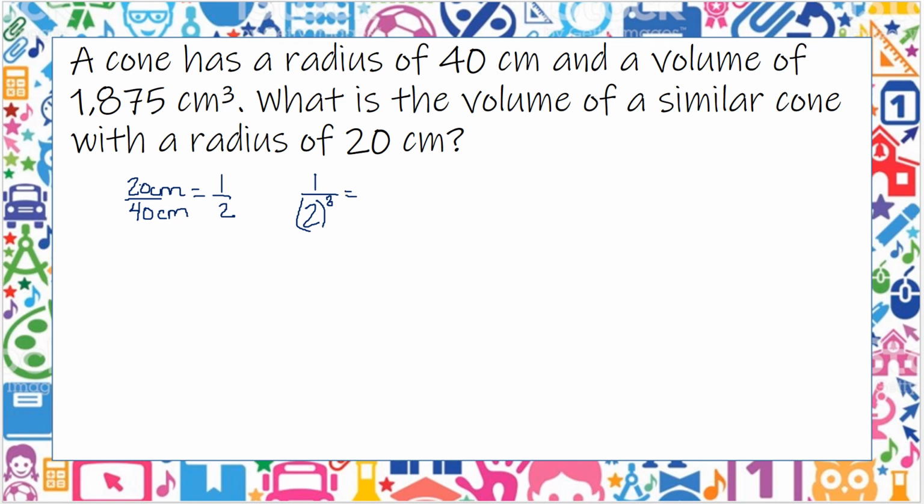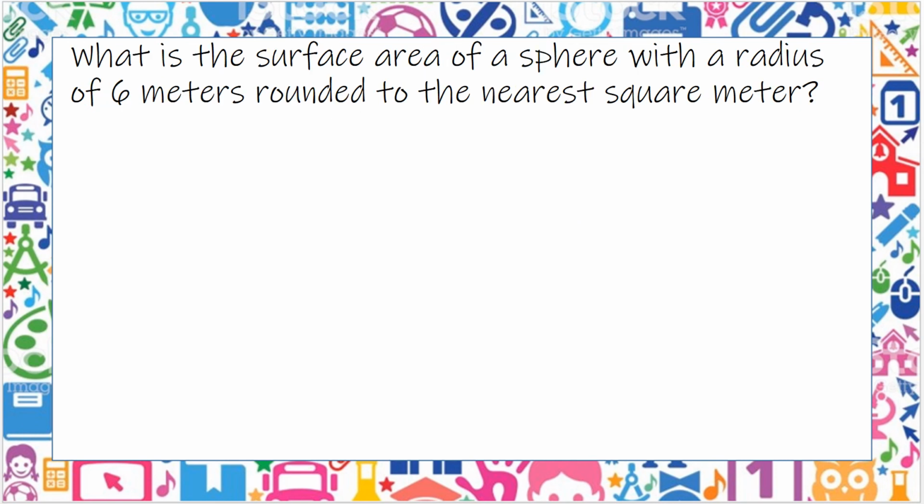If we were doing area and there was a scale, it would be something squared, because area is only in 2 dimensions, whereas volume is in 3. So our scale is 1 over 8. So now all I'm going to do is take the 1/8 and multiply it by 1,875. And I do get 234.375.